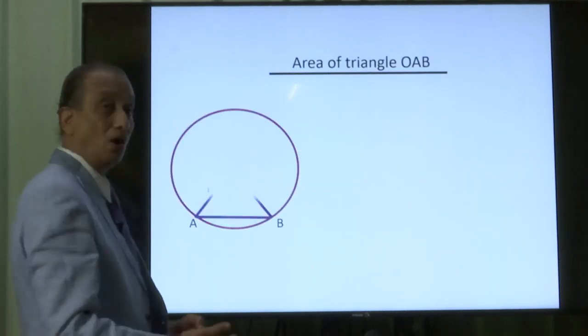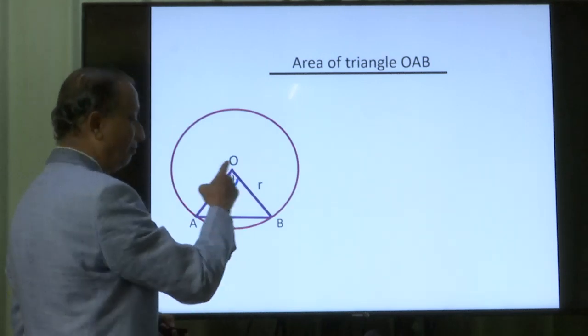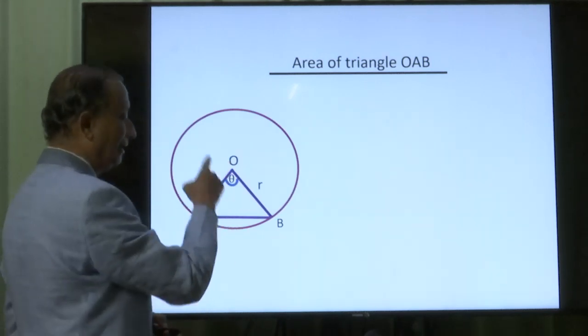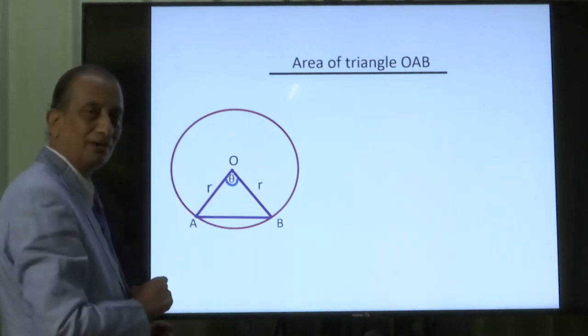Okay. So now let us find out, we want this also. What is the area of this triangle? Here the angle at the center is theta, and these are the radii. We want the area of this triangle.